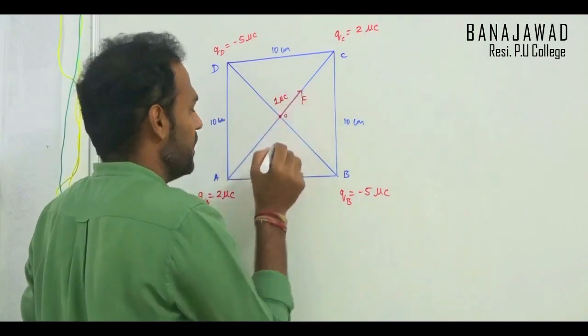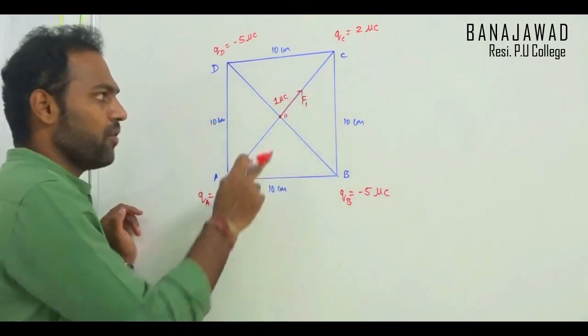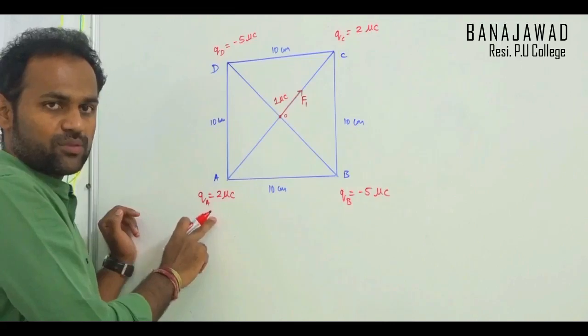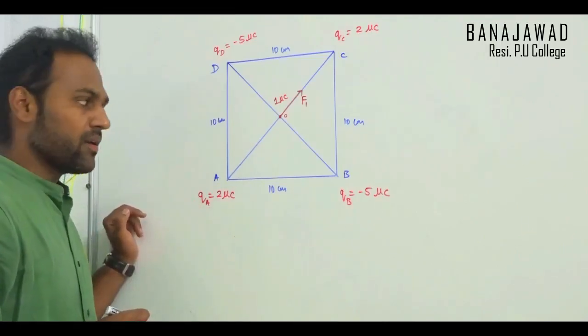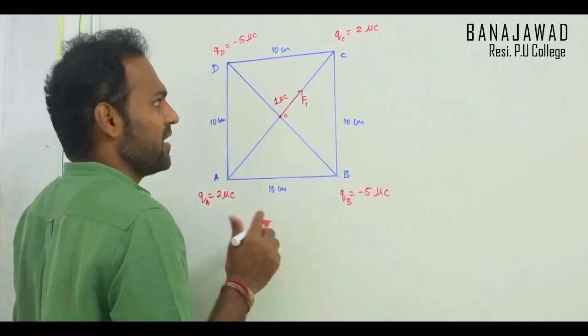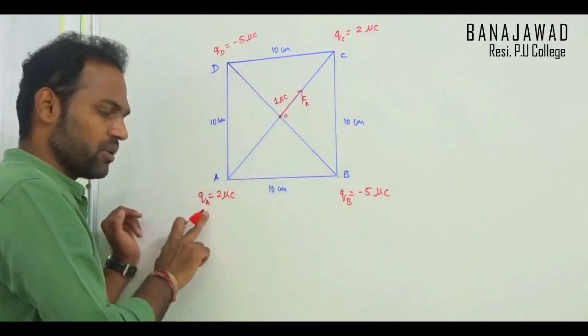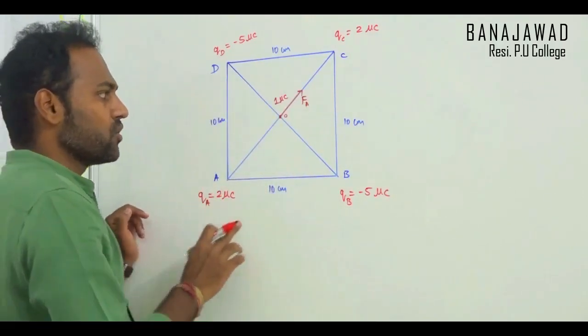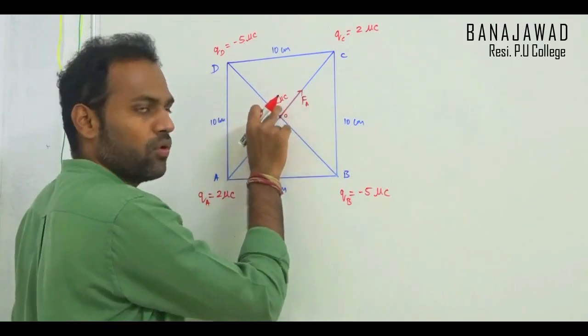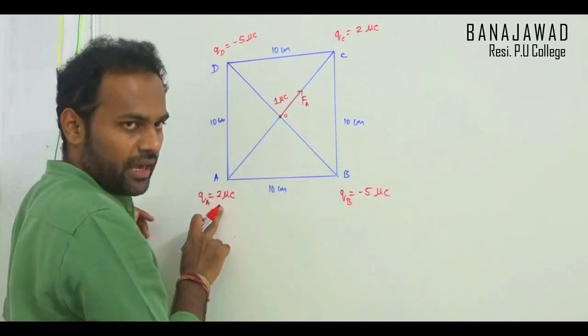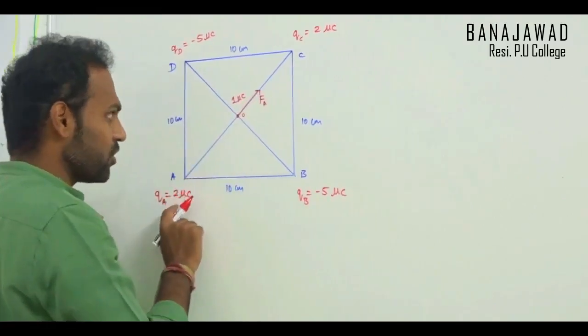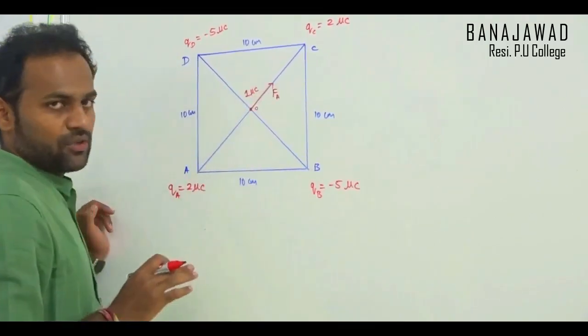I will name this as F1. Okay, F1 means it is force due to the charge which is placed at A. Or let us call it FA only. FA means it is force due to the charge at A. Okay, so this is the force acting on the 1 microcoulomb charge due to the charge at A. I have shown it in this direction because both are positive, so that will be a repulsive force.